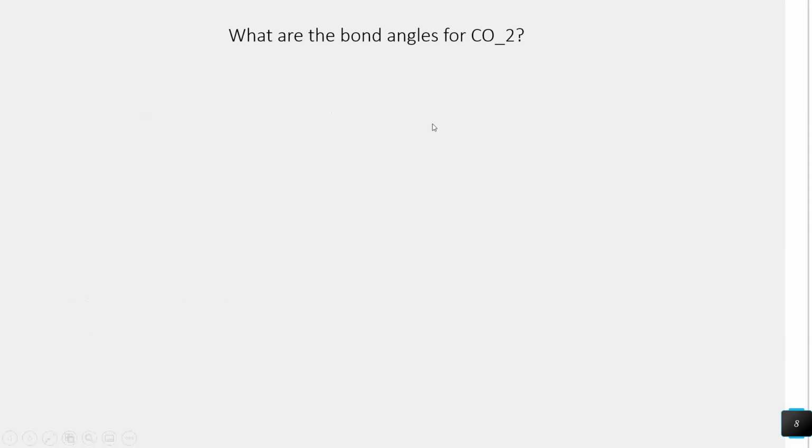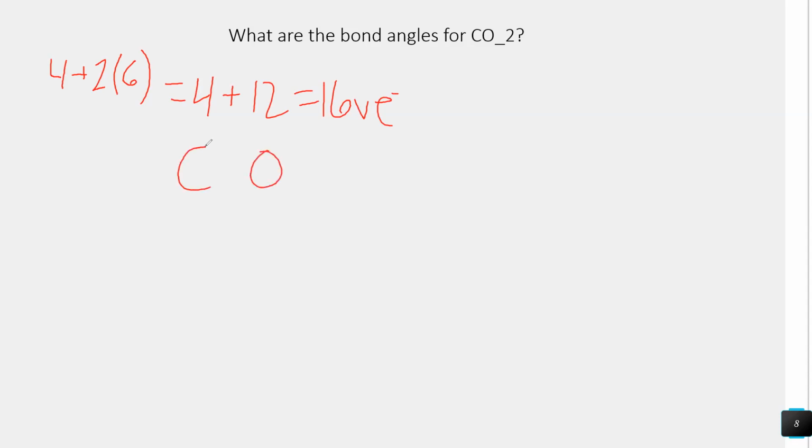So if we're to do the bond angles for CO2, we again begin by counting how many valence electrons we have. So we know that carbon has 4 valence electrons, oxygen has 6, and there are 2 atoms of oxygen here. So we're going to have 4 plus 12, 16 valence electrons in this molecule. And now we can do our Lewis dot structure.